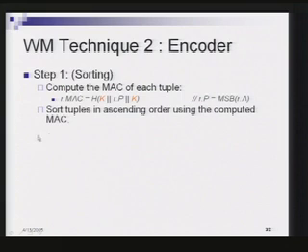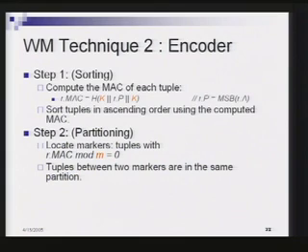Okay? So after you generate the MAC for each tuple, you sort the tuples according to the MAC. Make sense? So we sort the tuples according to the MAC in ascending order. So now we have the tuples sorted according to the MAC. Now I have the numbers sorted, right? Now I have to split them into partitions. And each partition is a number set. And each number set will handle 1 bit.